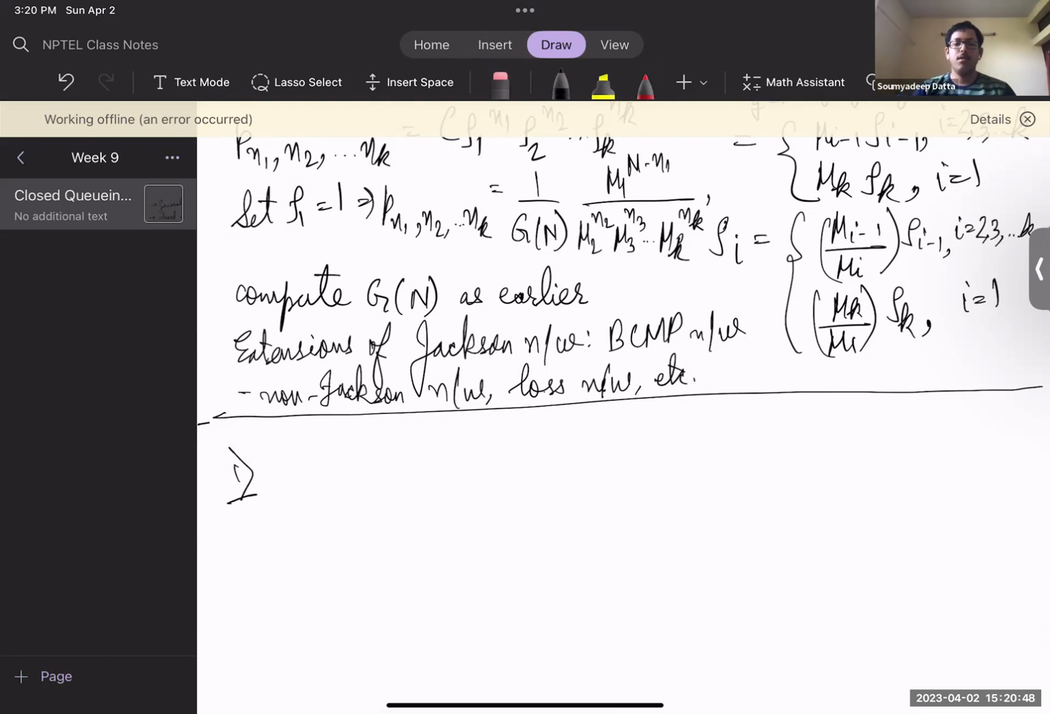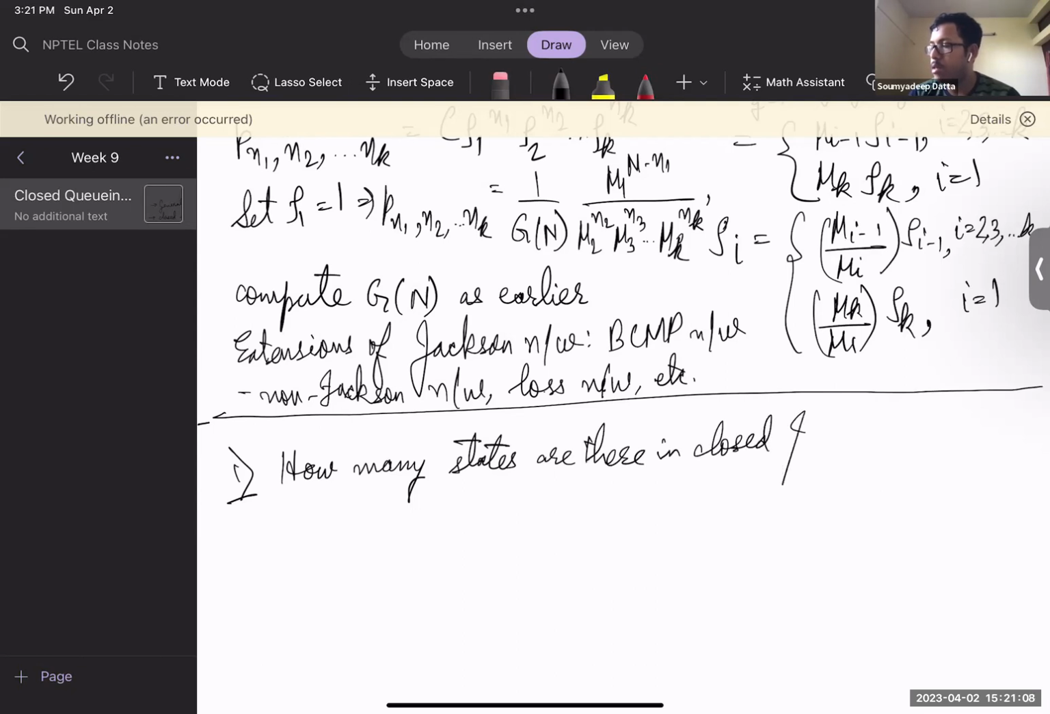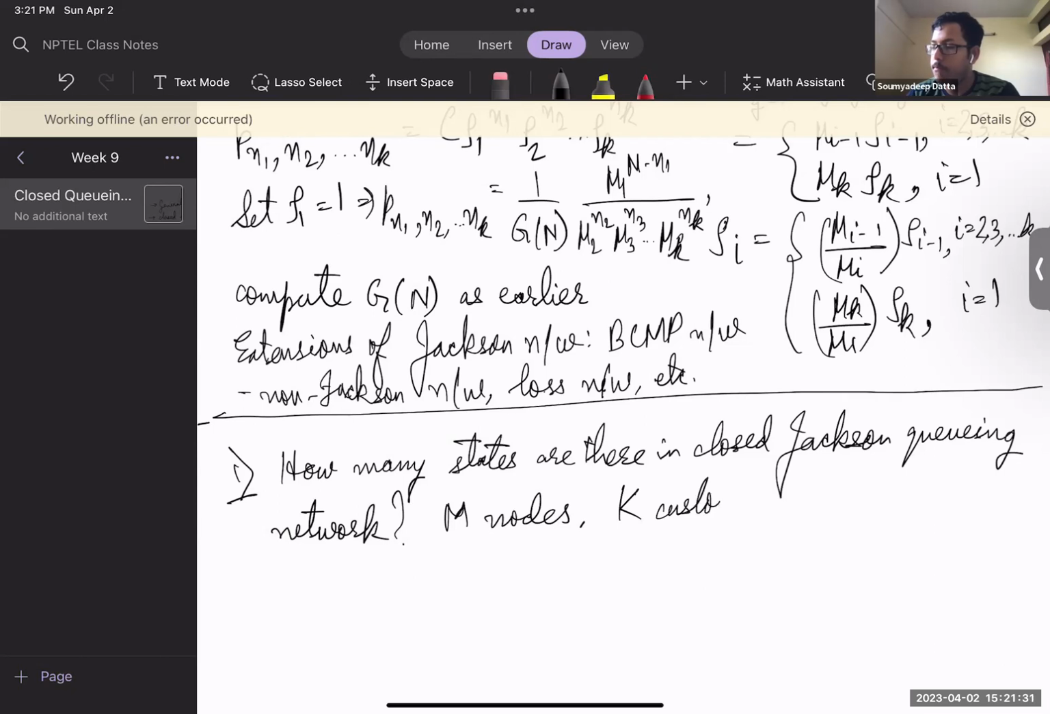So the first question is, how many states are there in a closed Jackson queuing network? We need some parameters, right? So let's say there are M nodes and K customers, and we want to find out how many states there are.